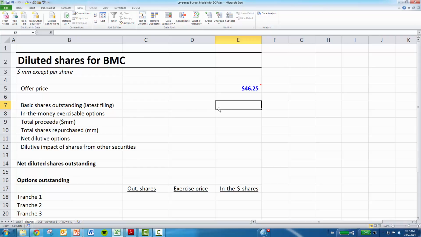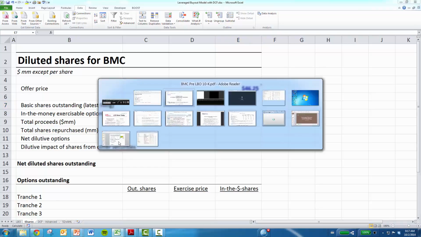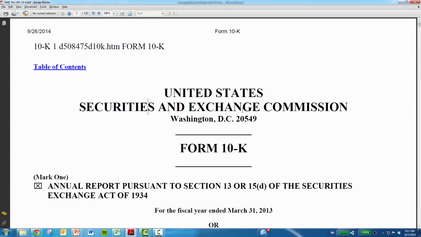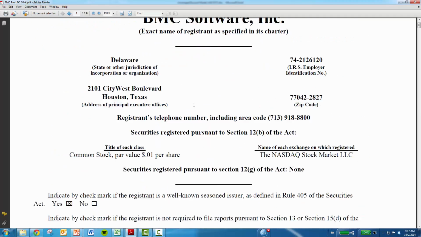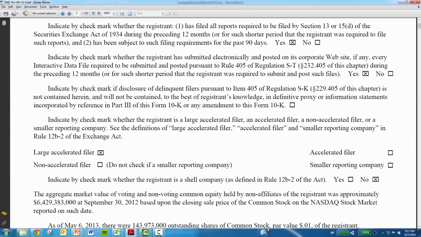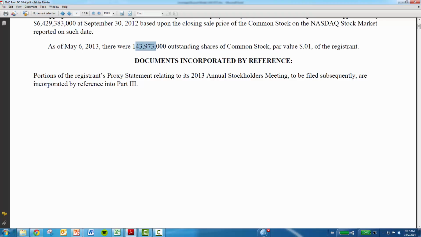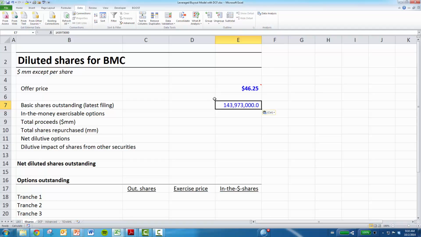So the basic share count for any company, the latest actual share count, can be found on the front cover of their latest financial filing. That's a given. As we know with BMC, the latest filing was actually exactly on the day that the LBO was announced. So as of May 6, 2013, the 10K came out. There's 143 million shares outstanding. And so this is the number that we're going to put in here. We want this in millions. We're going to do that.